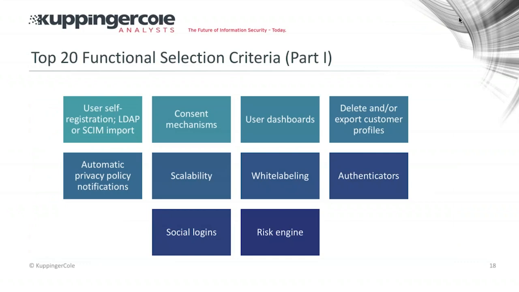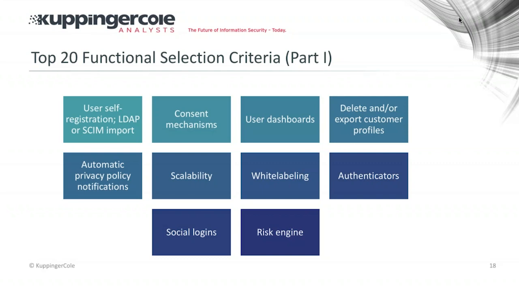So real quickly, we've got 20 different functional selection criteria that we believe end user organizations should look at when looking for a consumer identity management solution. There's the ability to do self-registration or bulk import of users. That's pretty common. Most every one of the CIAM solutions can do that. Consent mechanisms, as you can see, are an important consideration. There is a lot of variability between the consumer IAM solutions out there, so if you're doing business in Europe, look for the ones that have the best offerings in this area.